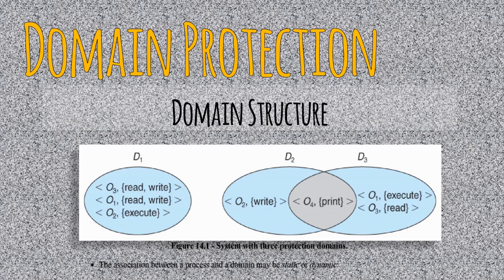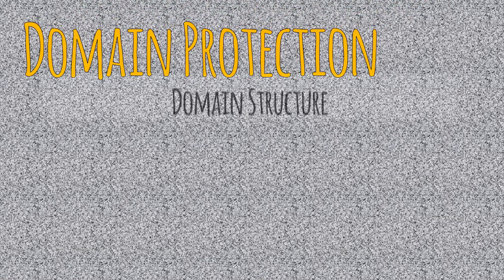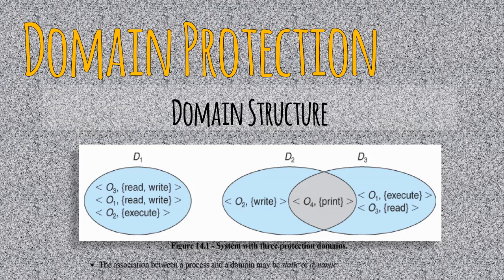A protection domain specifies the resources that a process may access. Each domain defines a set of objects and the types of operations that may be invoked on each object. An access right is the ability to execute an operation on an object. A domain is defined as a set of pairs, as shown below. Note that some domains may be disjoint while others overlap.